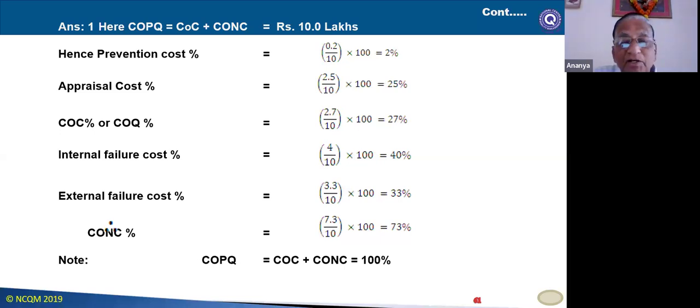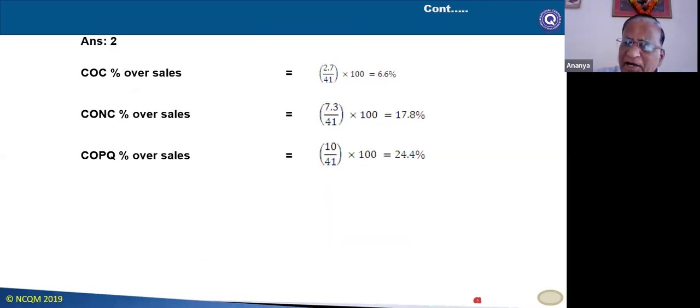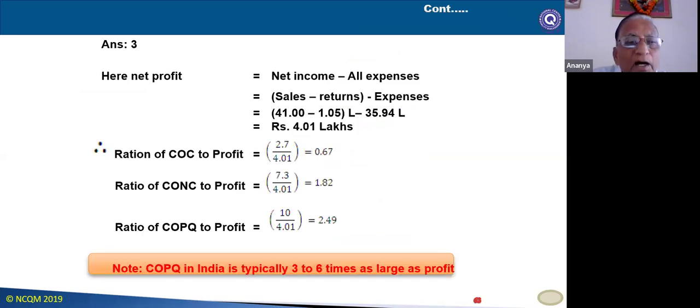So you can read that. This is very simple arithmetic. Cost of poor quality is like this. So net profit, we will work out, and all things are there. These are very simple examples. So let us say I have written it here somewhere. Cost of poor quality in India is typically 3 to 6 times as large as profit. Whatever the profit is, I am spending up to 6 times that on cost of poor quality. So if I even reduce that cost of poor quality by 1%, my profit is going to go up.